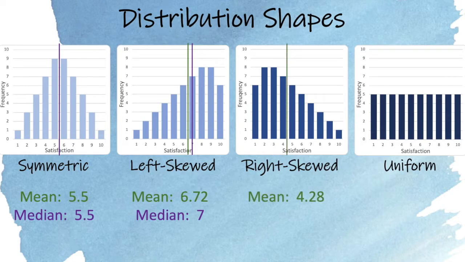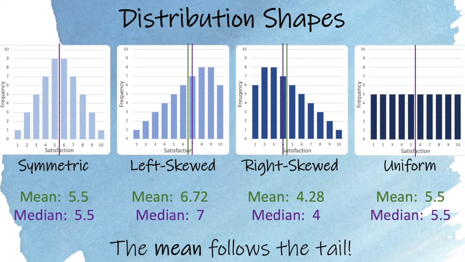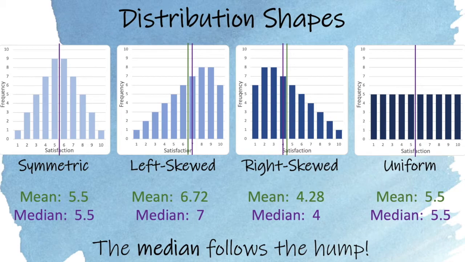Right skewed, we've got a mean at 4.28, and the median is now less than the mean, coming in at 4. Let's look at the uniform distribution. We've got a mean of 5.5 and again a median of 5.5. So to sum up, the mean follows the tail. So the mean is always closer to the tail and the median is always more into the hump, okay?